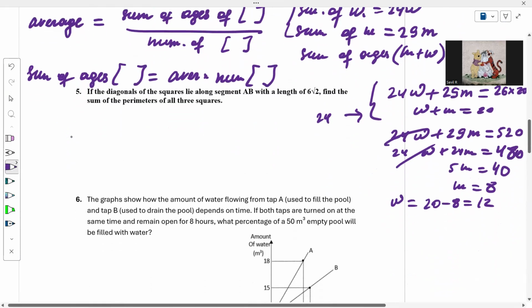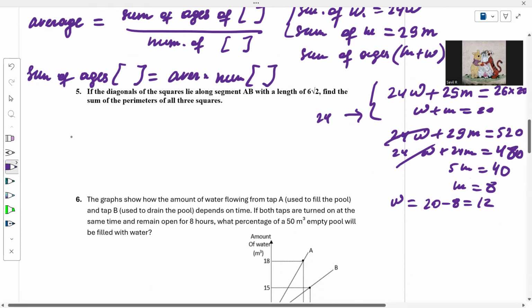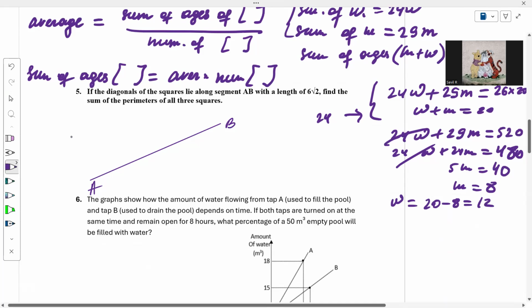Next question. If the diagonals of the squares lie along segment AB with a length of 6 square root of 2. So the length of AB, there's AB, it doesn't matter. This is AB or this one or this one. It doesn't matter. Let me draw AB this way as it is a diagonal. You can draw this way as well. And it's 6 square root of 2. We have 3 squares. Let it be the first square.